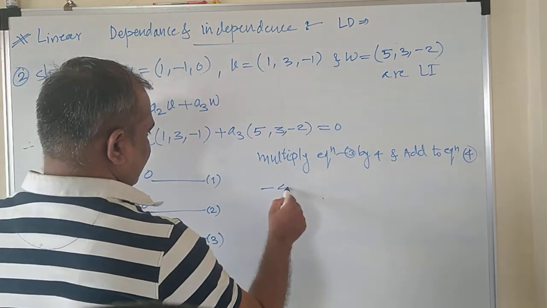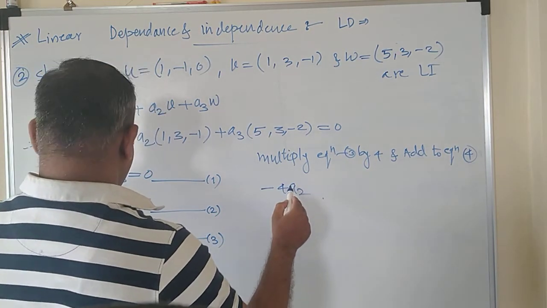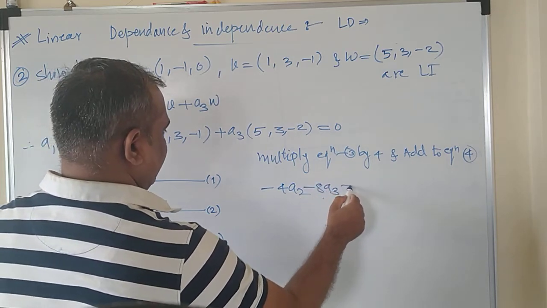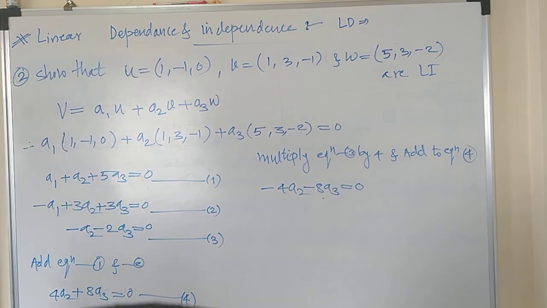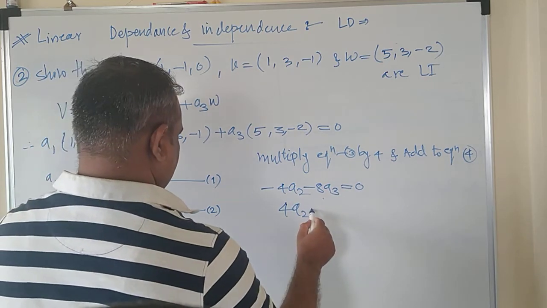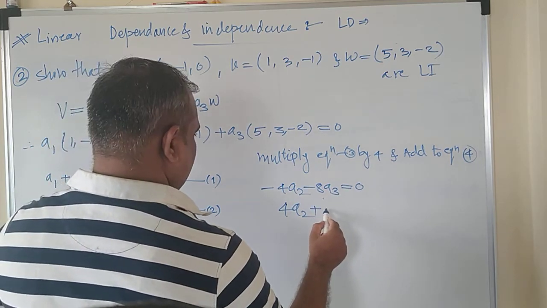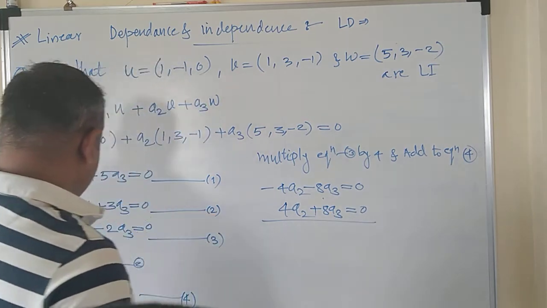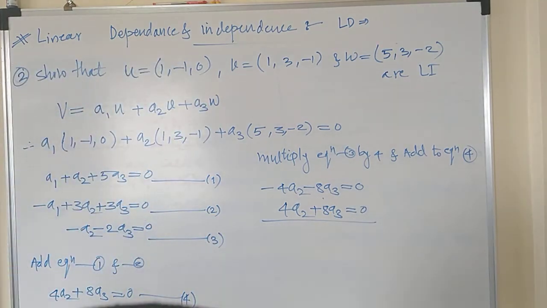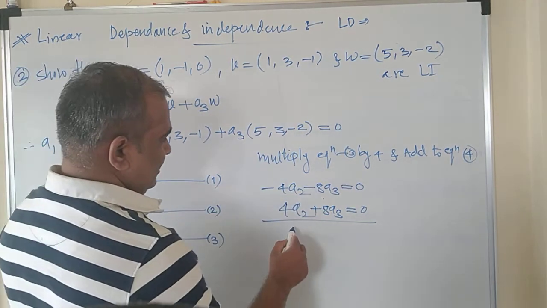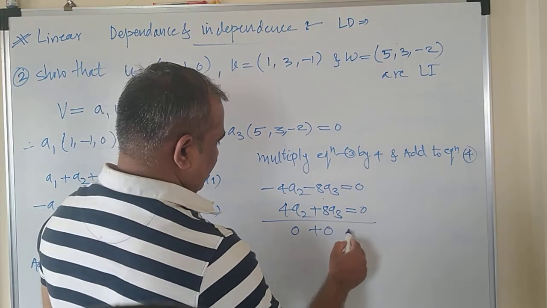Then this will give me, let's write first this equation. So this will be minus 4a2 and minus 8a3 equals 0, isn't it? And this is 4a2 and this is plus 8a3 equals 0, isn't it? So both are exactly equal. So a2 and a3 both are equal. So this is equal to 0 plus 0 equals 0.